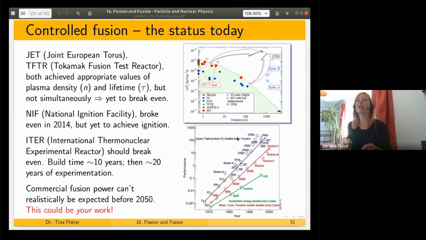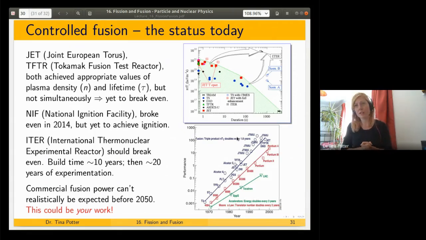Then we've got the National Ignition Facility over in the US. They've broken even, but they haven't yet achieved ignition. So that's when, remember, the heating from the alpha particles, or the helium-4 basically coming out from the fusion, is enough to exceed the Bremsstrahlung losses from your plasma.